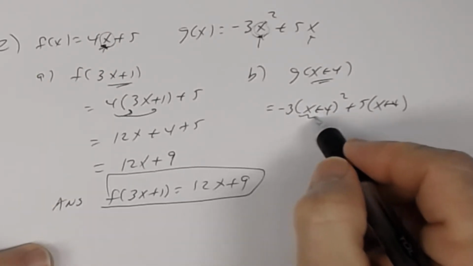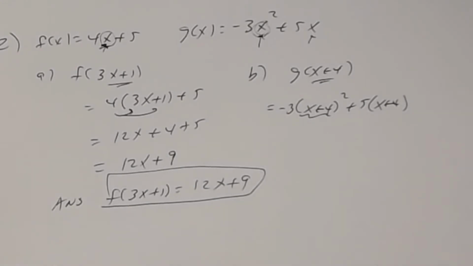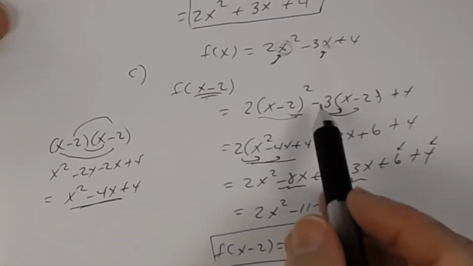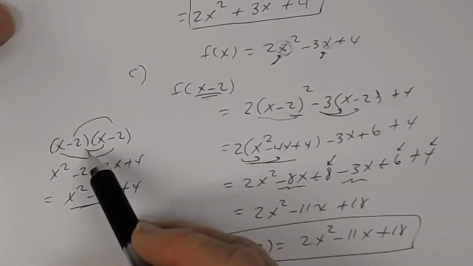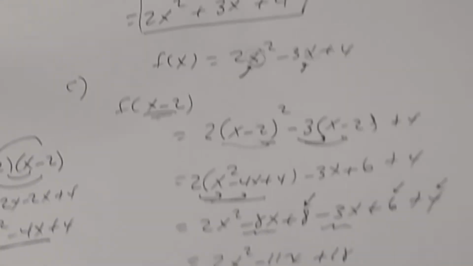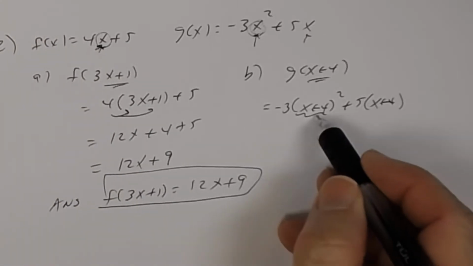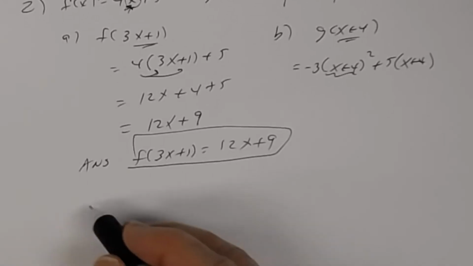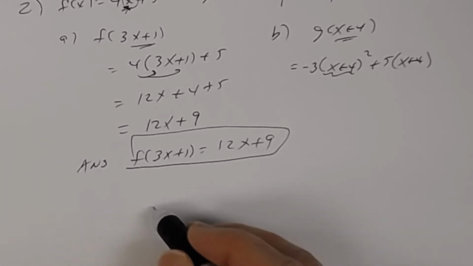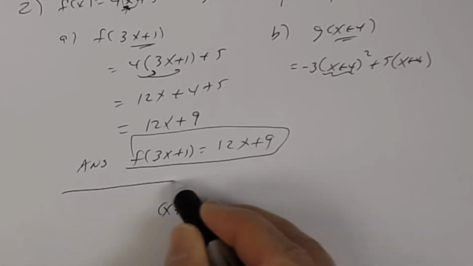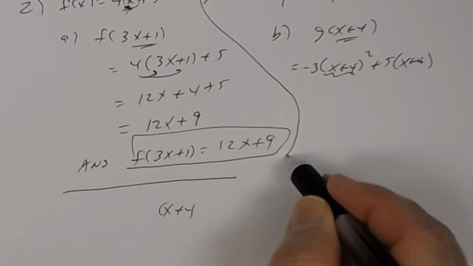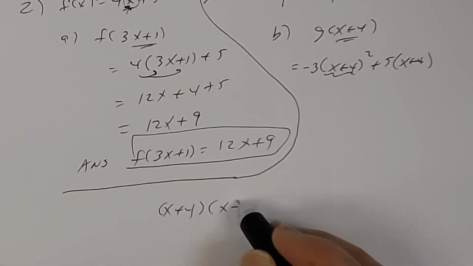So let's go off to the side, just like we did number 1c here. We went to the side and we figured out what this binomial squared is. Do the same thing here. So let's go off to the side and figure out what x plus 4 squared is. So I'm going to put that here. X plus 4. So x plus 4 times itself.